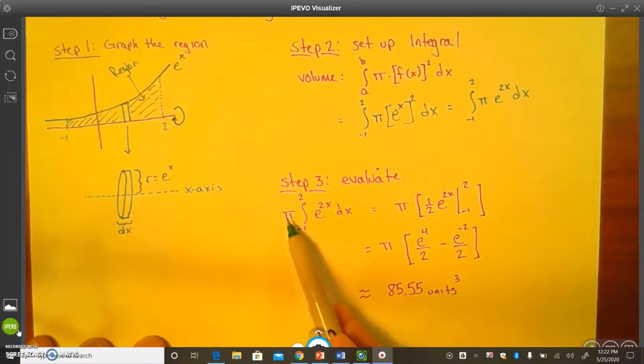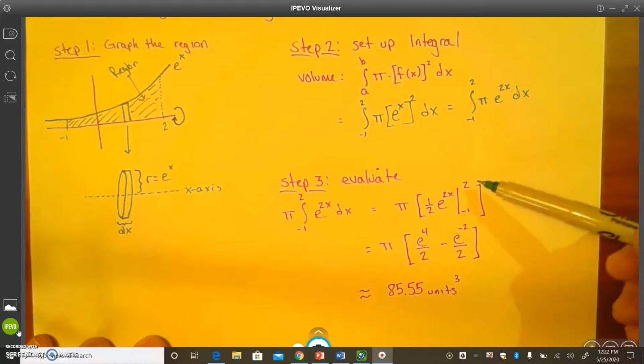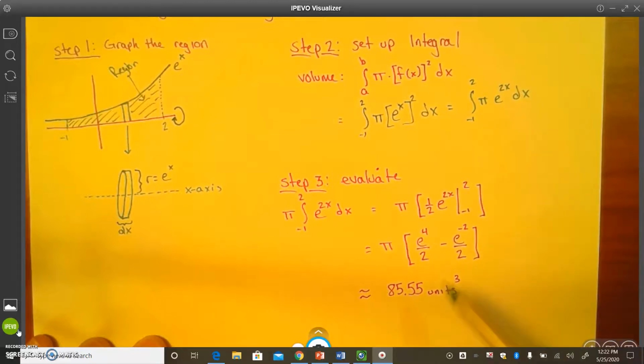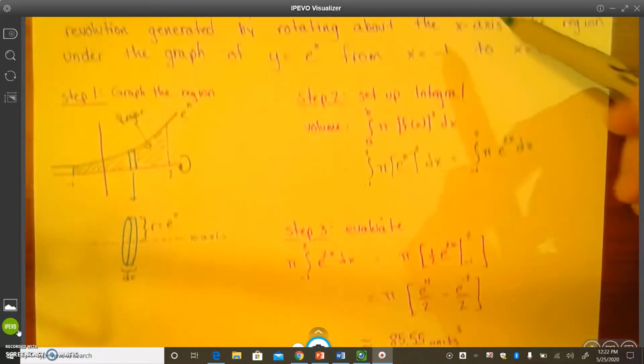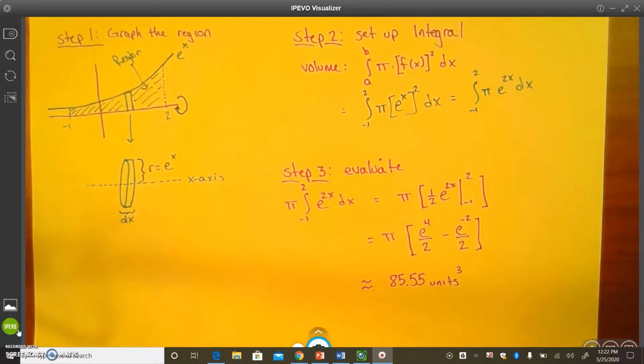So we're integrating. Pi is a constant, so I'm pulling it out to the front as a coefficient. Integrate e to the 2x to get e to the 2x over 2, or you could say 1/2 e to the 2x, evaluated at 2 and at -1. E to the 4th and e to the -2 are not nice numbers, so I'm going to round a bit here, and we're going to get about 85.55 cubic units. If the problem specified a dimension like feet or miles, you'd want to include the appropriate unit, but we don't have those. So just cubic units.